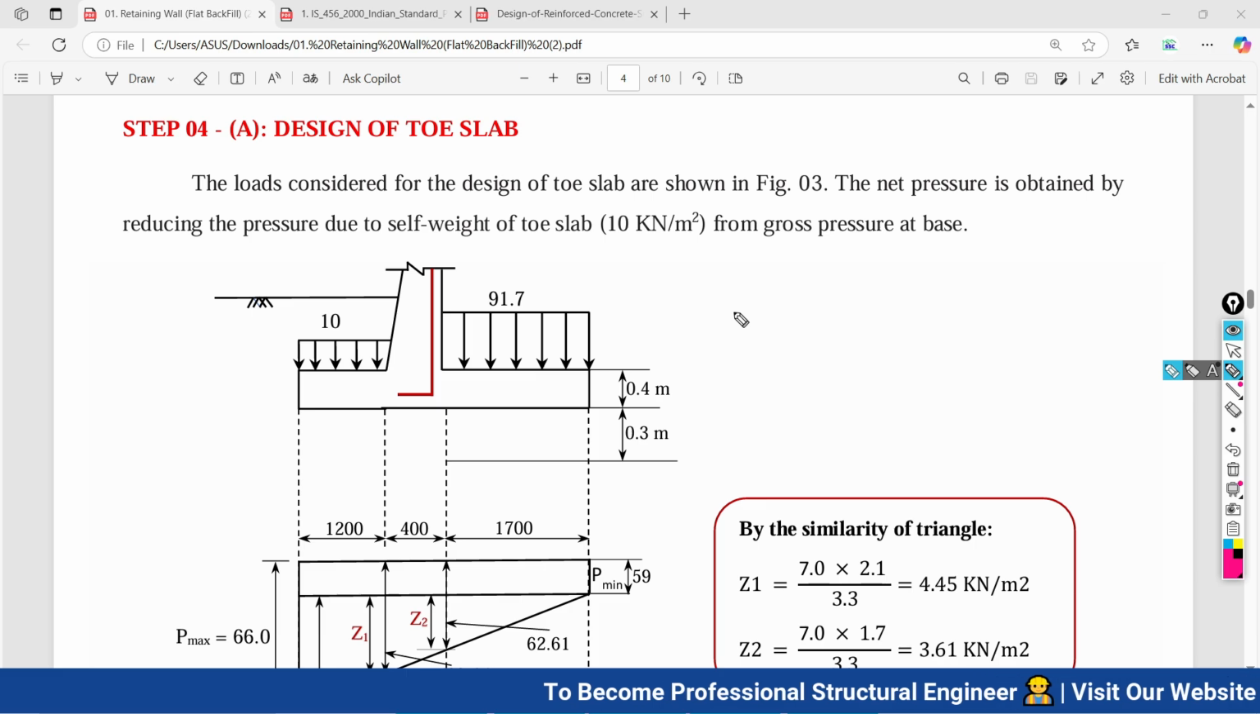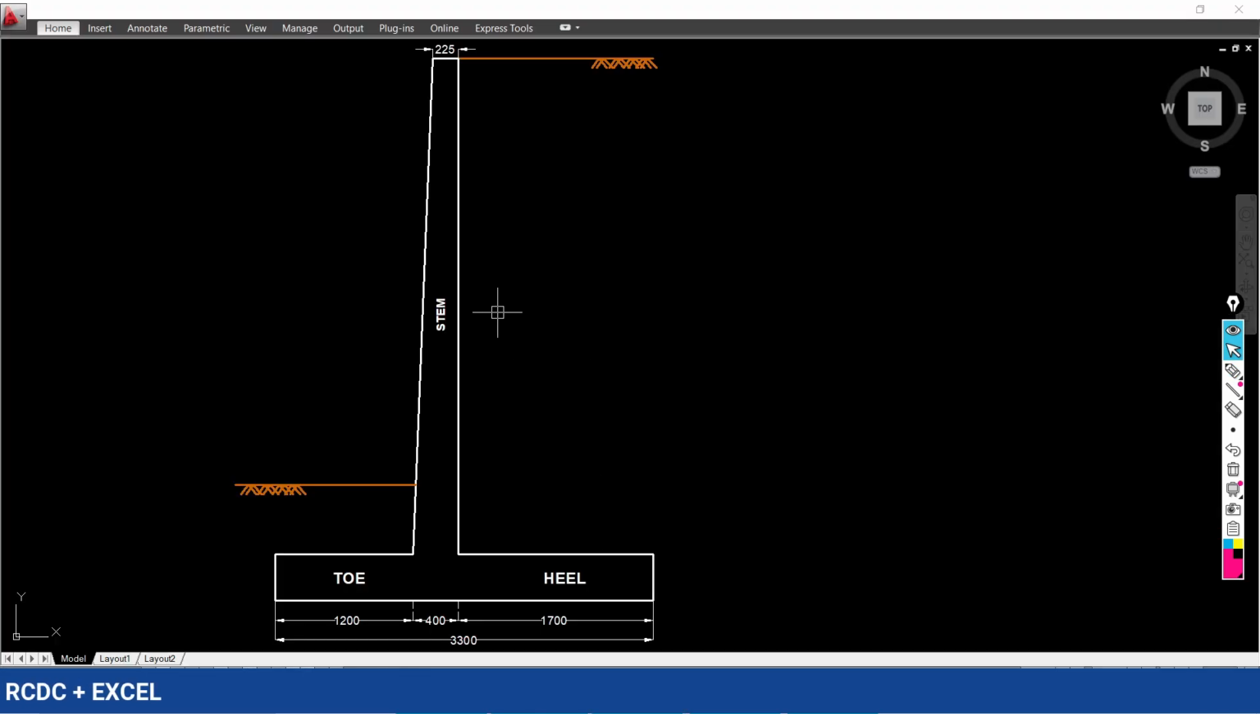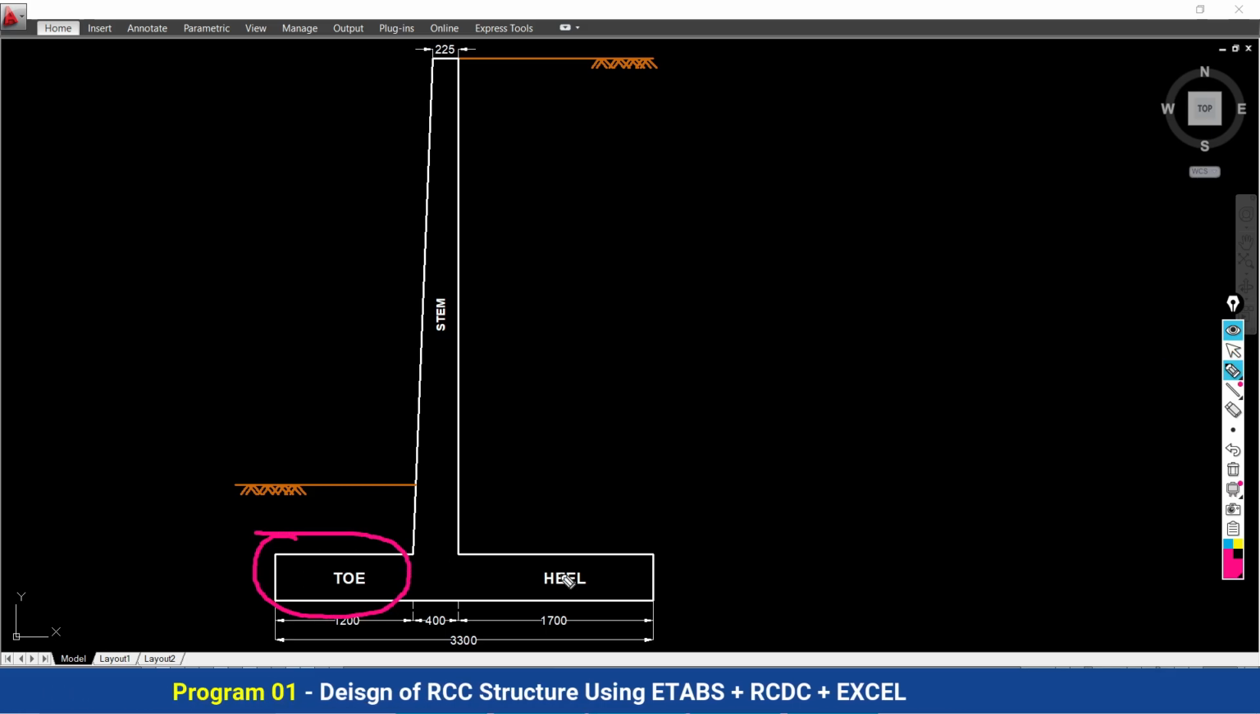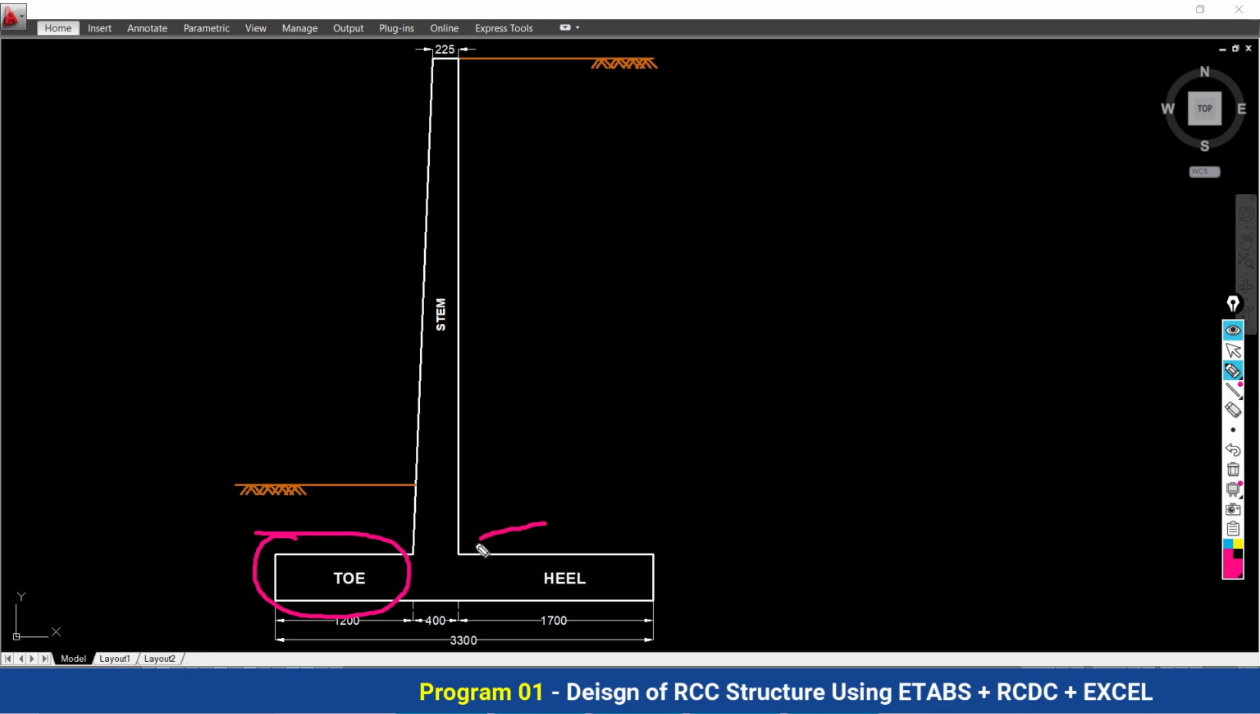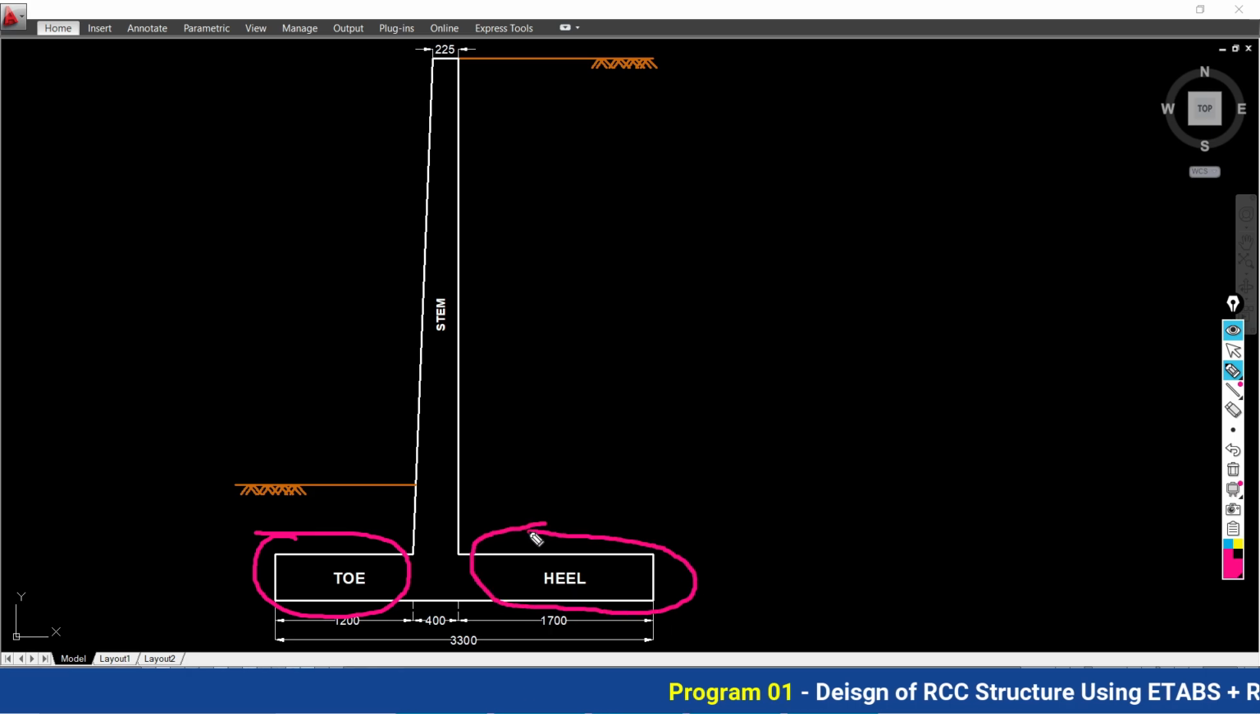Now, after the overall stability checks for the retaining wall, we are going to do the design for the retaining wall. The design of the retaining wall is going to be done in three parts. In the first part, we are going to design the toe of your base slab. In the second part, we are going to design the heel of your base slab.